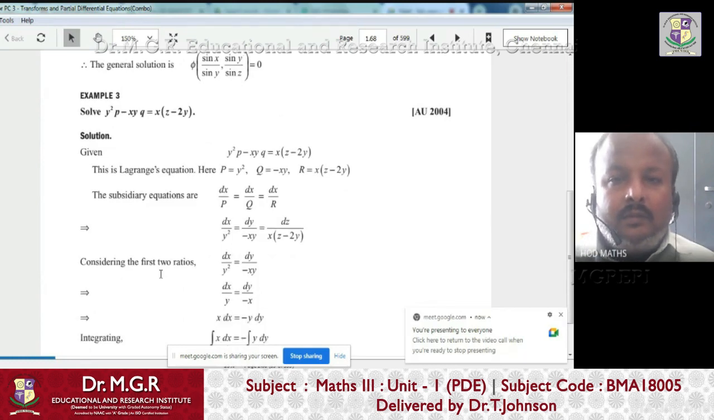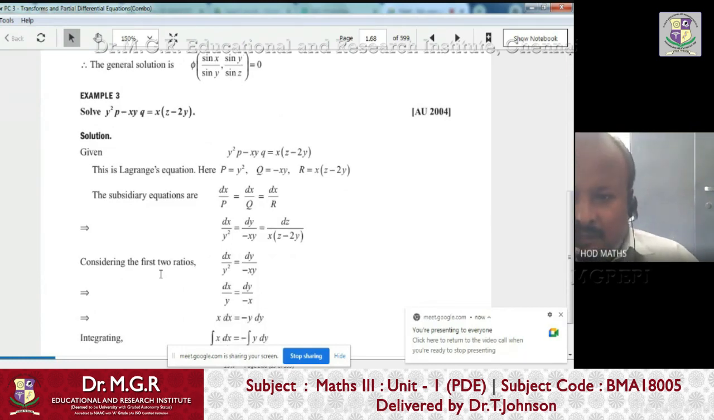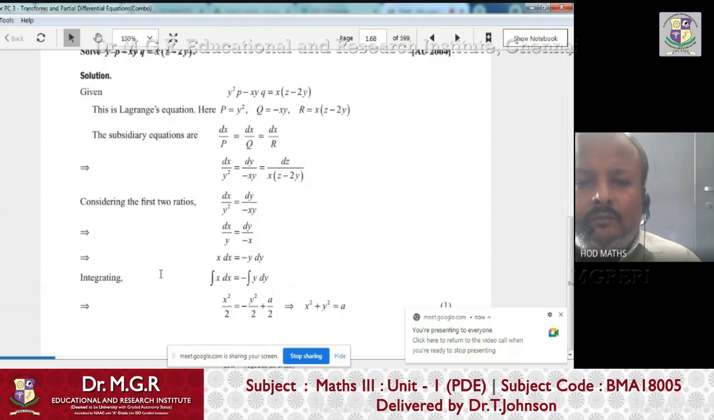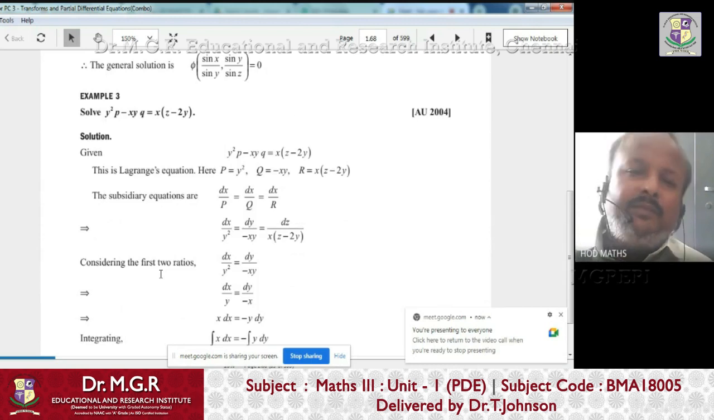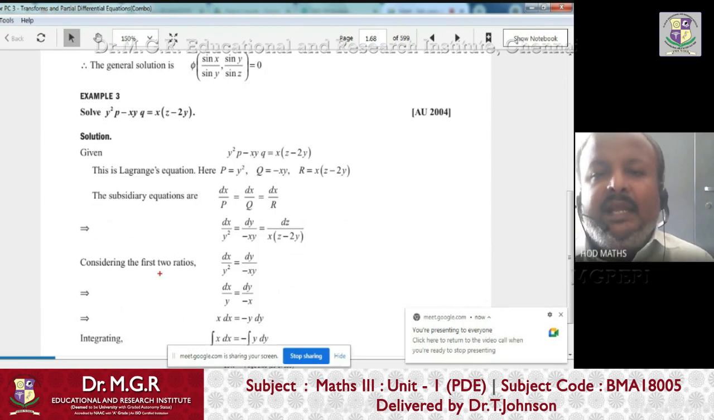Right. So I think this problem is solved in the class itself, I think, right? So now look at this problem. It is y square p minus xyq equals to x times z minus 2y. So obviously it is in the Lagrange's form, so that is no problem, right?